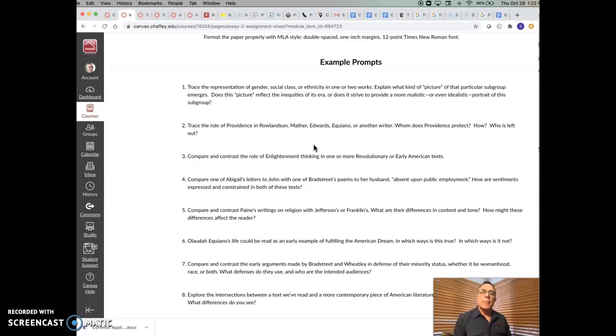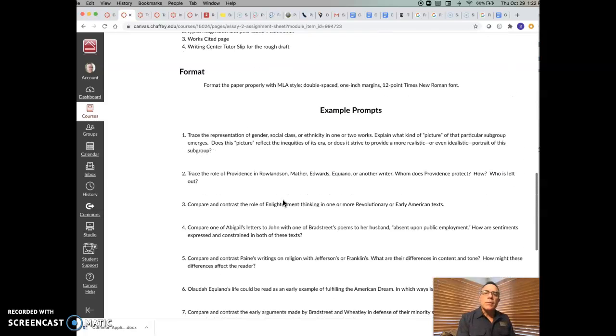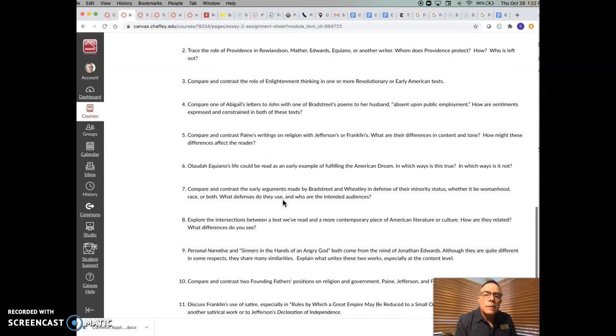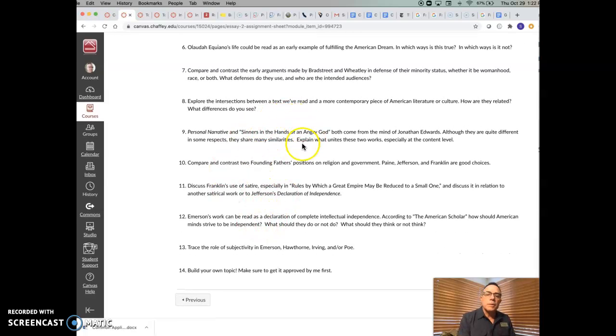And I'll repost it for week 11 too, so you can have it in more than one place. But you can talk about Providence, a bunch of other people. Oh, a lot of these, they start off a little bit early, but that's okay. But then we get into the founding fathers. Subjectivity in Emerson or Hawthorne or Irving or Poe could be really important. Again, that links back to those ideas of the internal life or the internal reality that the transcendentalists and the romanticists found so compelling.